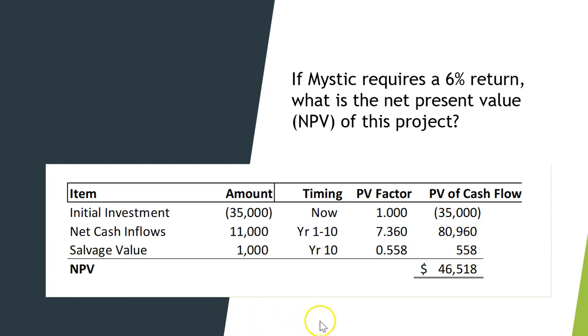Now I just extend out the math. So my present value of the cash flow for my inflow is the 7.360 times 11,000. And my present value of the salvage value is 0.558 times 1,000. And then I sum these three cash flows to net them to get a net present value of 46,518. Meaning this has a positive present value, and so it's something that they should do.